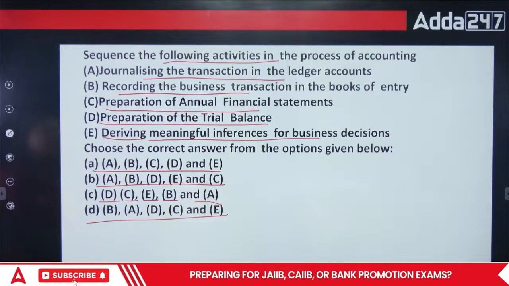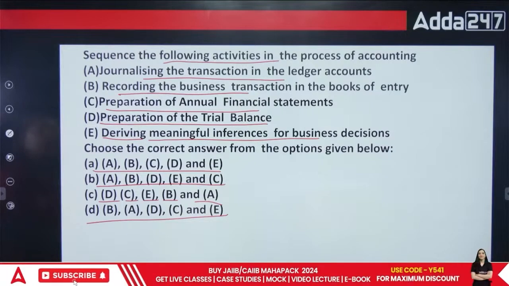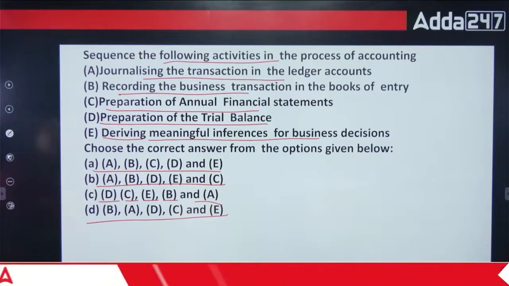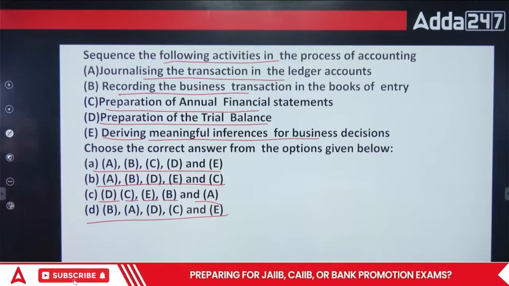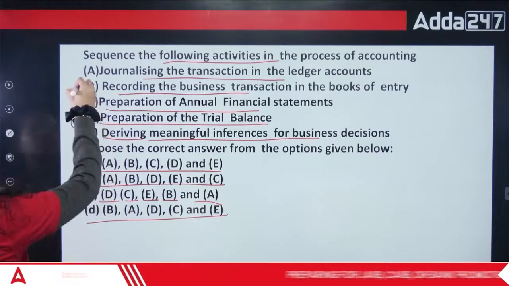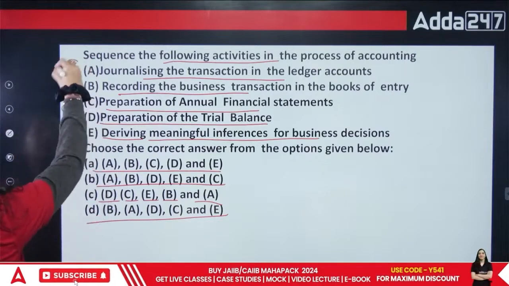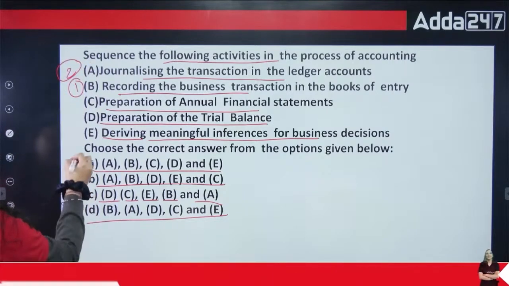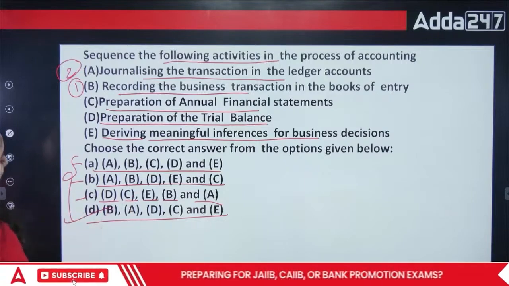When we talk about the sequence of the following activities, it would start with what? Whenever we are starting, first of all, we have to record the business transactions. We have to identify first, and then you have to record. This should be the first one. Then you have to put it in the journal. Technically, none of them has B point as first. So the answer is D.